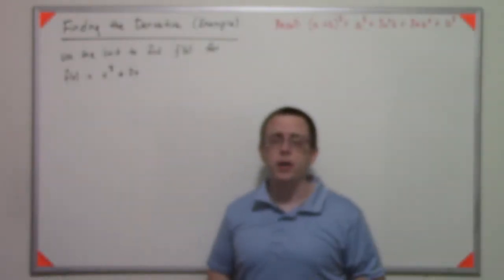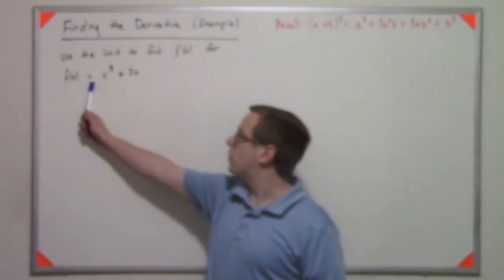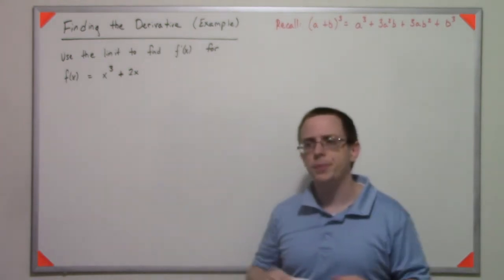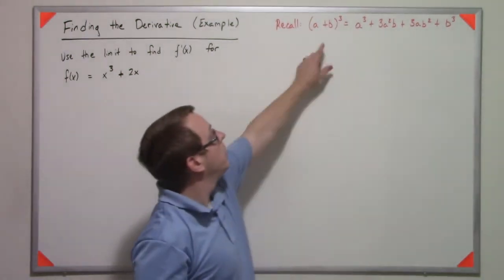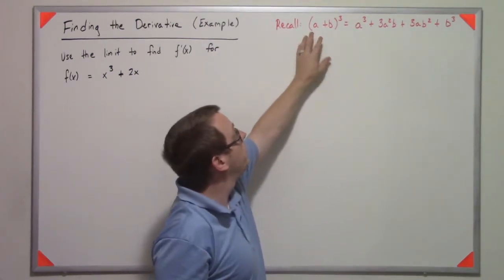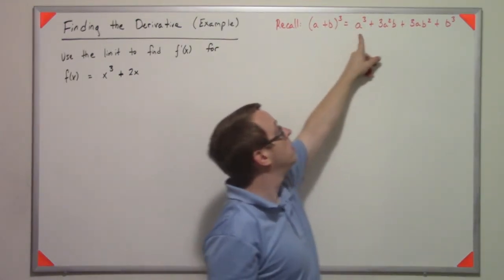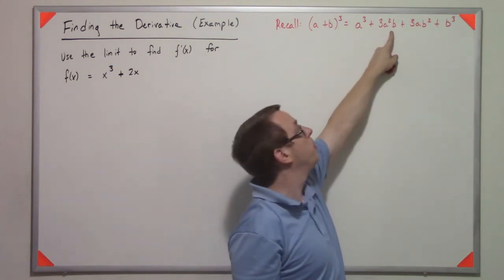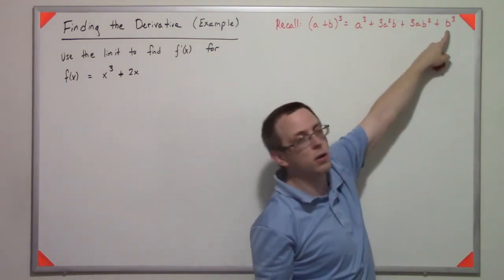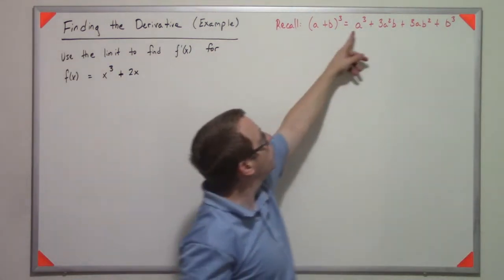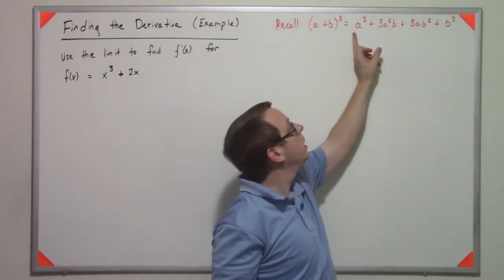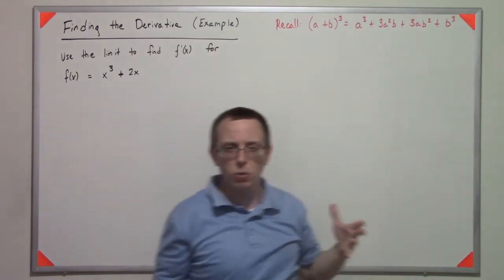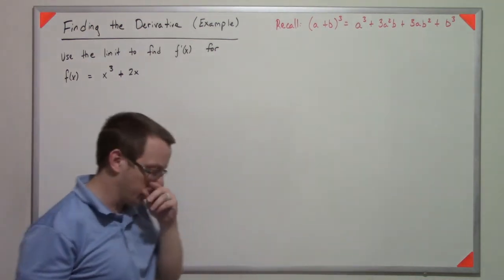Let's do an example of finding the general derivative for this function, x cubed plus 2x. So I want you to recall a very specific thing beforehand, that this is the sum of cubes formula. (a plus b) cubed is a cubed plus 3a squared b plus 3ab squared plus b cubed. So you really walk down the a's and walk up the b's, and it's 1, 3, 3, 1. If you remember Pascal's triangle, that comes from that as well.